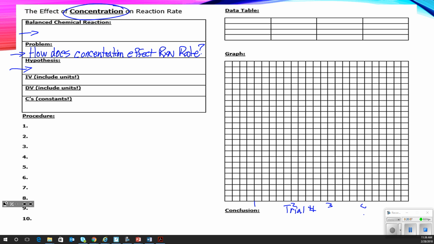And what's always going to change? What's the dependent variable? What are we looking at? Time. And whatever else is constant. I'm not going to change the well plate. I'm not going to change the total amount of water, or the petri dish. I'm not going to change the amount of universal indicator. Whatever's not changing, I'm not changing temperature. Those are constants. Universal indicator, sulfuric acid and sodium sulfite.